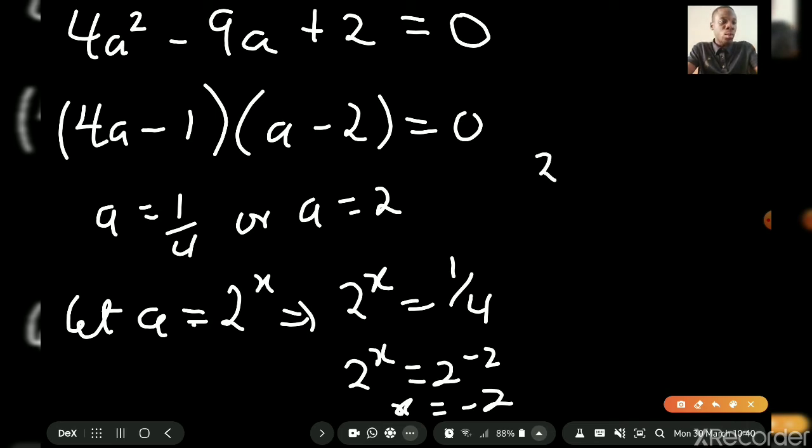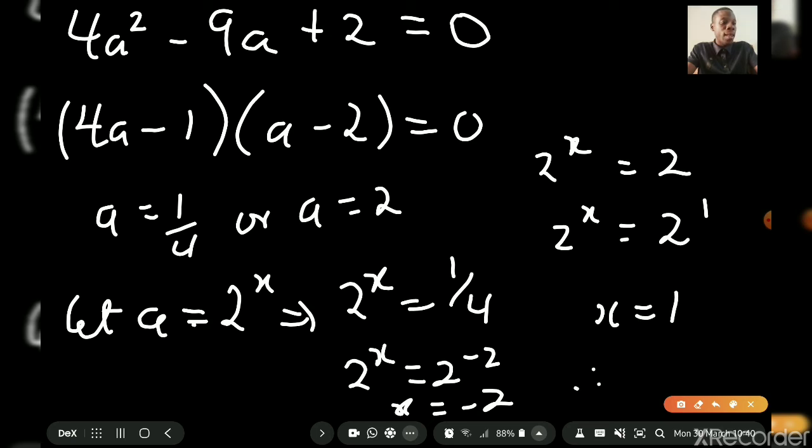And say that 2 to the power x is equal to 2. 2 to the power x is equal to 2 to the power 1. Since the bases are the same, make sure you write since the bases are the same, we'll see that x is equal to 1. Okay, therefore our answer is x is equal to 1, or x is equal to negative 2.